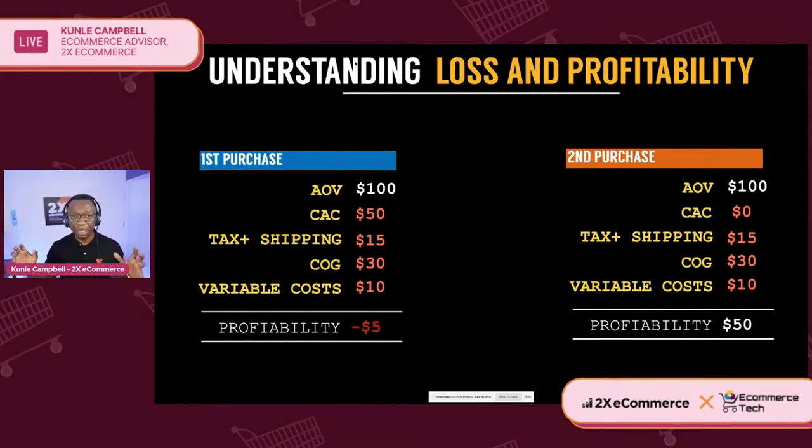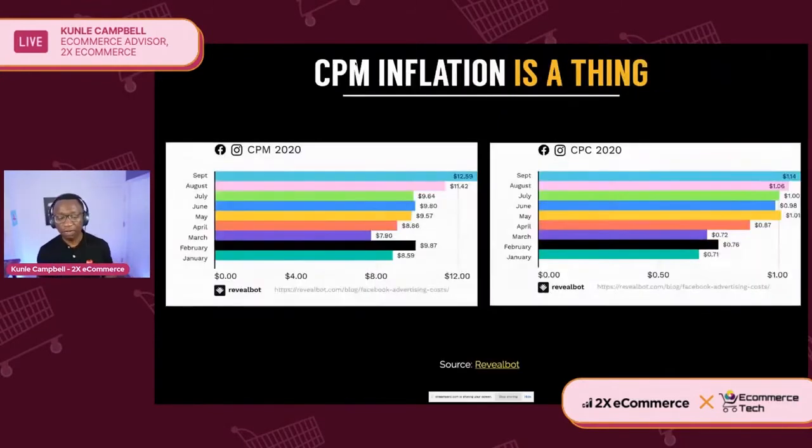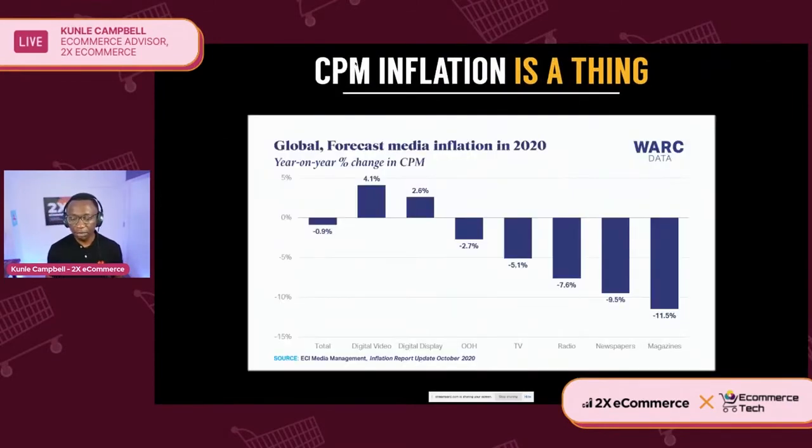Now, this is very, very top level stuff, but the variable here, besides your variable cost, is your CAC. How can you bring that CAC down longer term? And that's what I wanted to address in this talk.